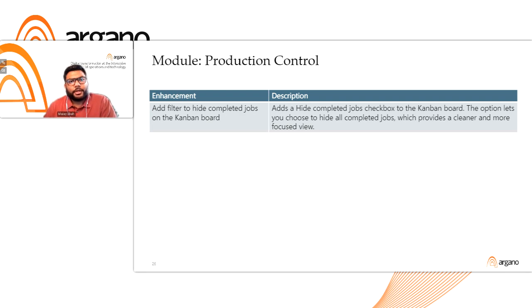Next one is in the production control module, where you can add filters to hide completed jobs on the Kanban board. This feature allows you to add a hide completed jobs checkbox on your Kanban board. This option lets you hide all the completed jobs, which provides a cleaner and more focused view.